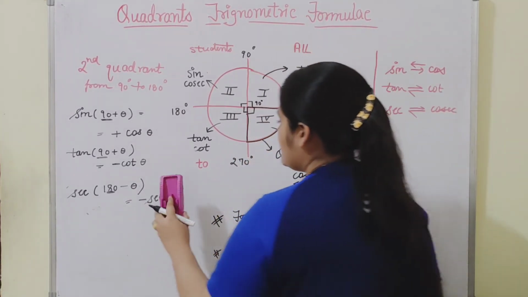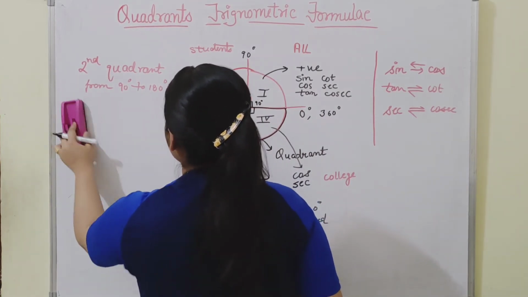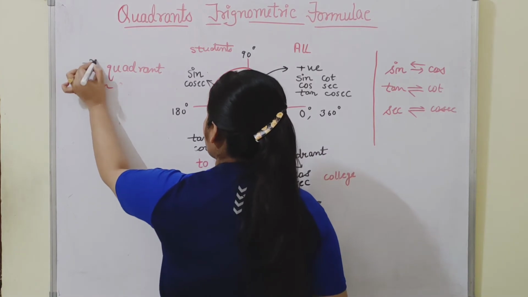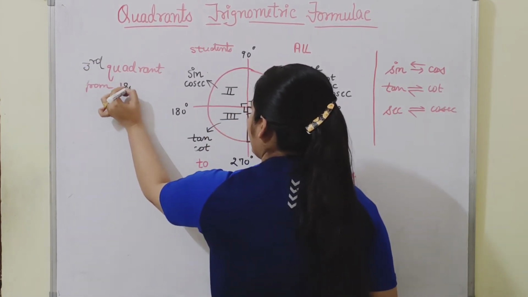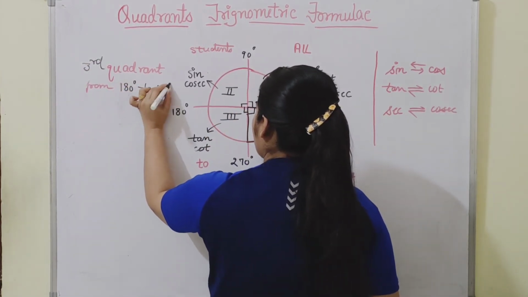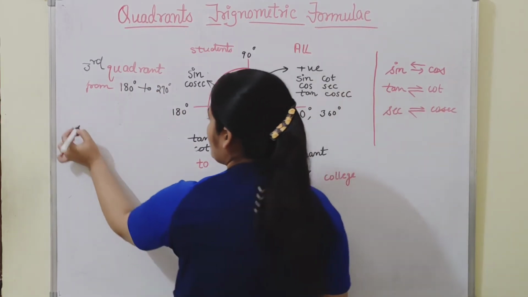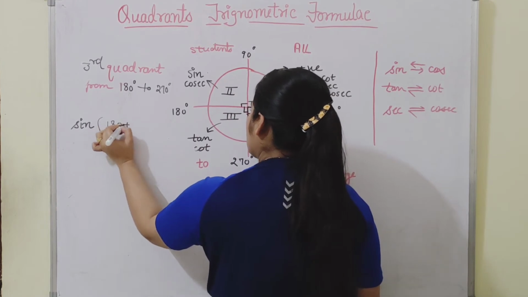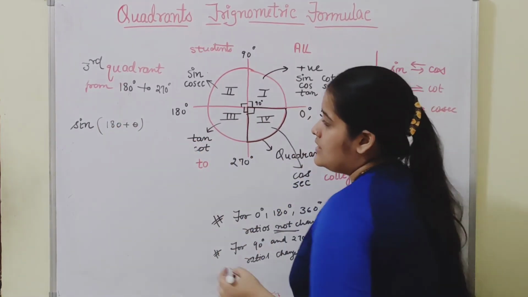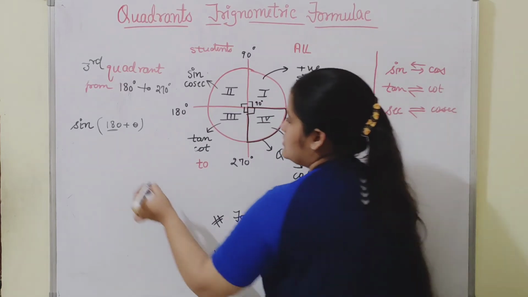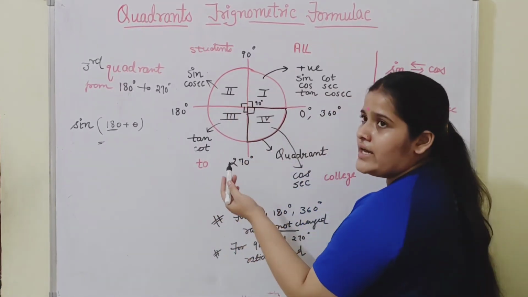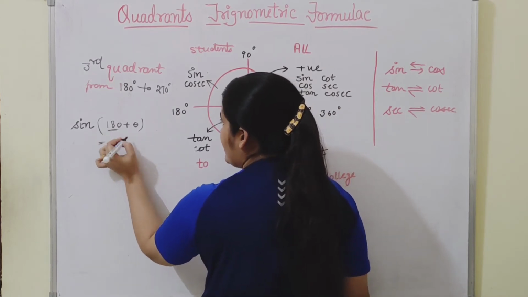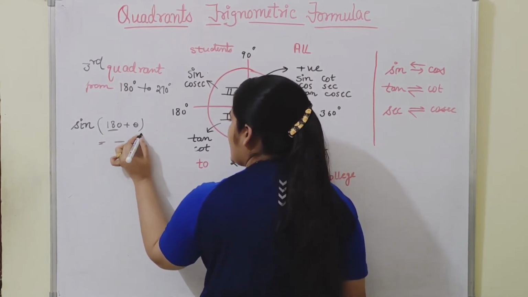Now let's talk about the third quadrant, from 180 degree to 270 degree. Let's talk about the value of sine 180 plus theta. This value lies in the third quadrant. 180 is being there, so the ratio is not changed. And in the third quadrant, only tan has a positive value. So the value of sine 180 plus theta is minus sine theta.